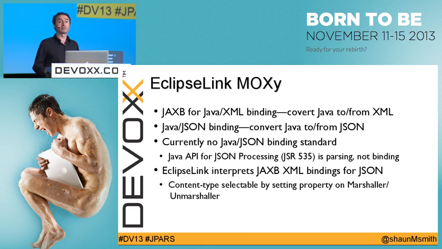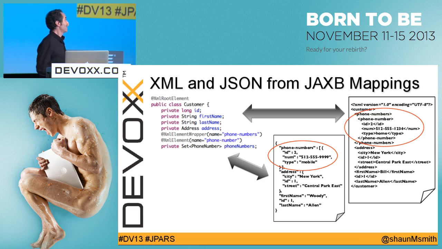But we had a need for JSON. I think we all have a need for JSON. So what we've done today is interpret the JAXB annotations for JSON, which is a pretty common technique. There are other people out there doing the same thing. So we're able to take a JAXB annotated set of classes, and through the selection of the media type, the content type on the marshaller or unmarshaller, we can read or write either format. That's what we've implemented in MOXy. So it lets me do this, and I think that's pretty good. I can take a Java class here, Customer, and I can produce either of these, right? The XML or the JSON.